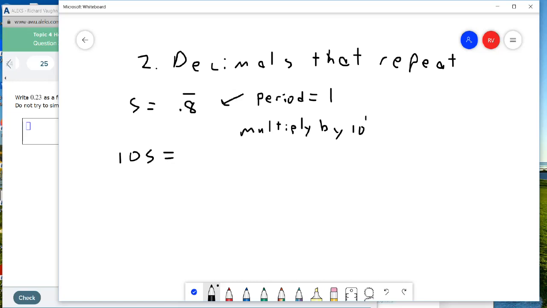equals, and when you multiply, this is 0.88888888. When I multiply by 10, that shifts the decimal over one place, and I'm going to get 8.88888888. Okay, so that's step 1. Step 2 is I'm going to subtract the original expression.